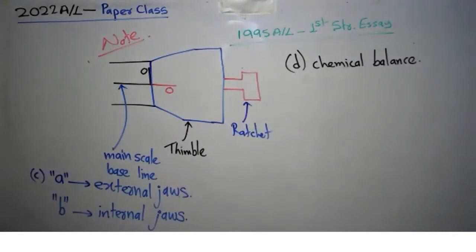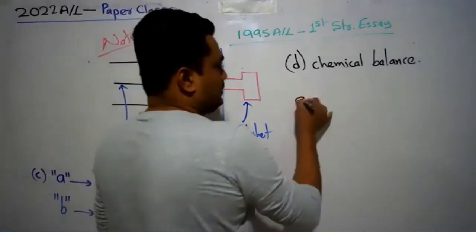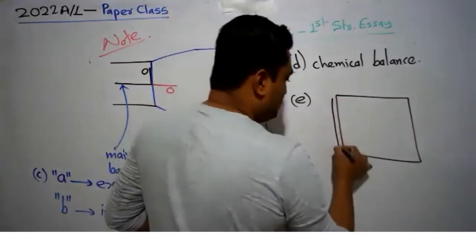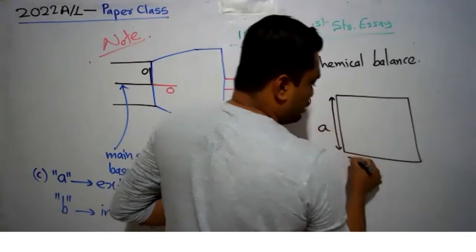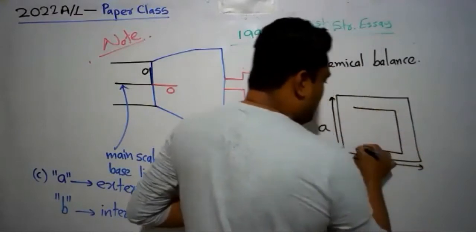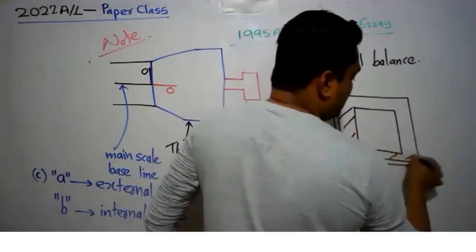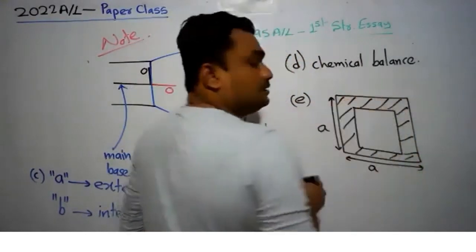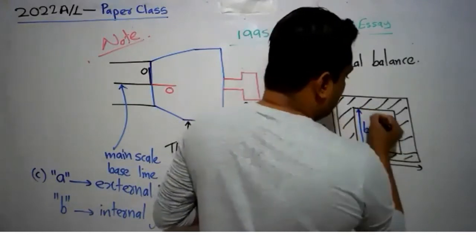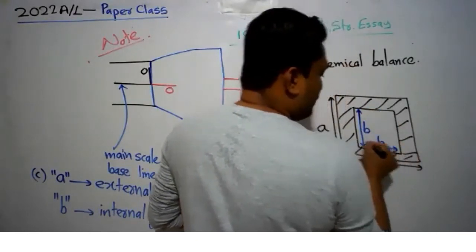Right. Then part E. Write down an expression for the density of the metal in terms of M, A, B and T. So look at the board, dear. This is a metal plate. If there is no hole, the cross section area is A into A. But due to the hole, some amount of metal is removed. So only this part is the metal. The rest is the hole. So if this length is B, this is also B, as they have given, right?